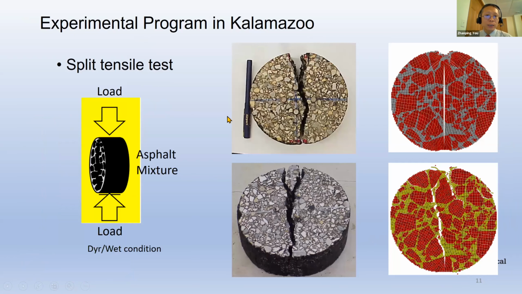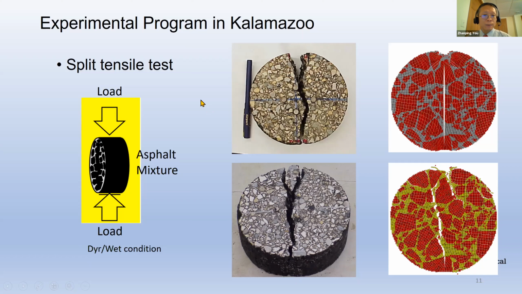Another test we want to take a look at here is called the split tensile test, or indirect tensile strength test. During this test, you can see the sample is loaded up like this, and then the asphalt mixture is being tested. After testing, of course, the sample is split. We measure the strength, and we can also do a lot of computer simulations, like you see here in this picture. This is something I did with discrete element models. So that is called the split tensile test.